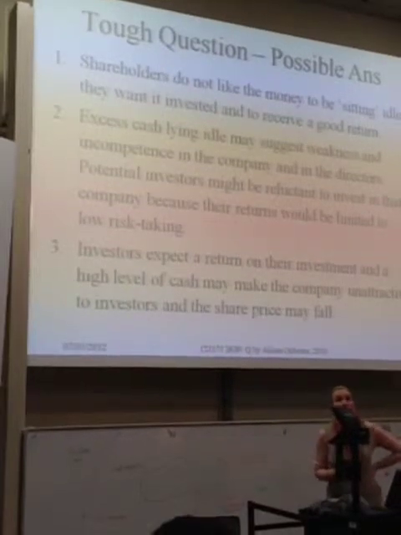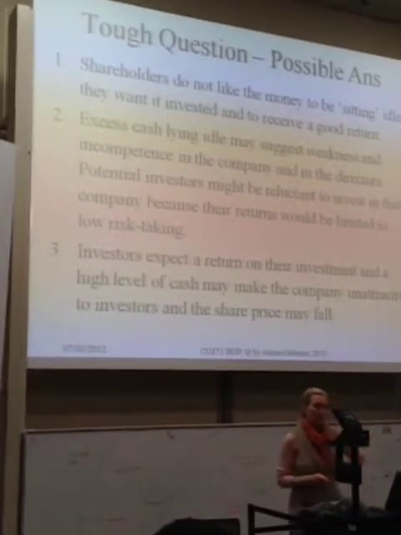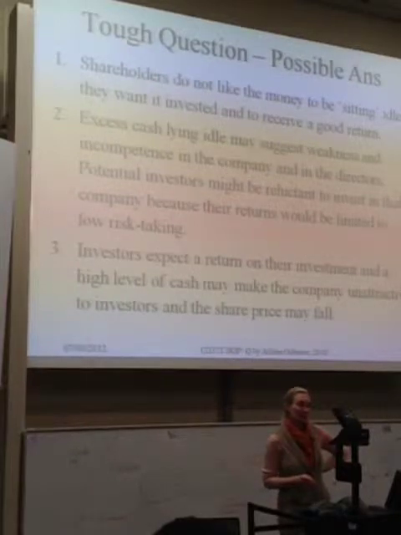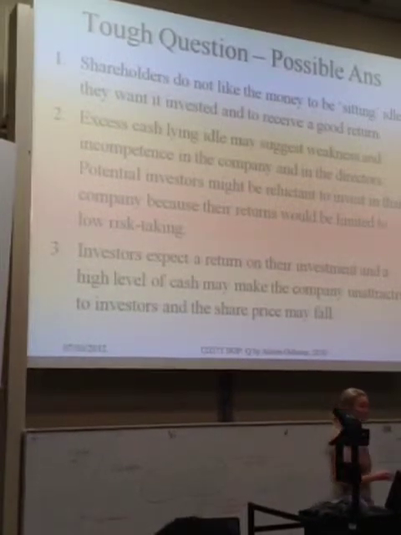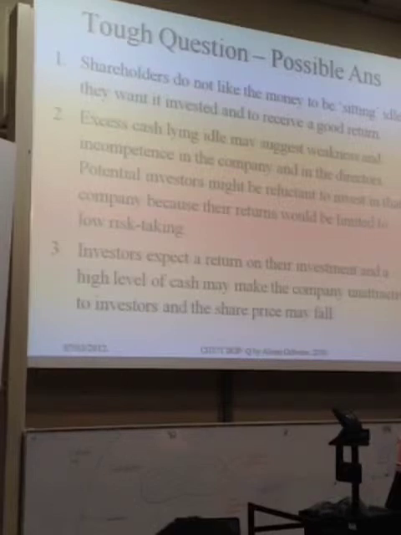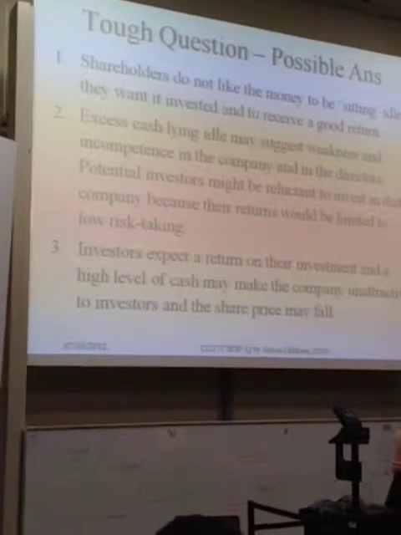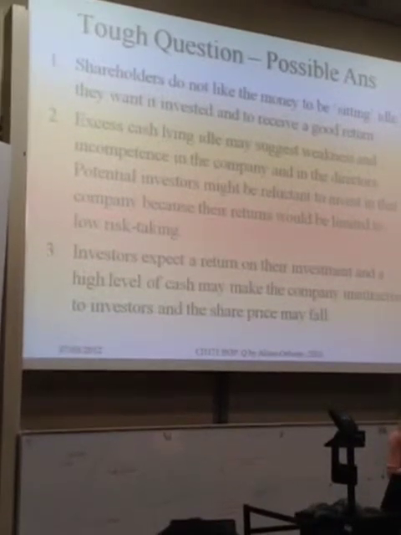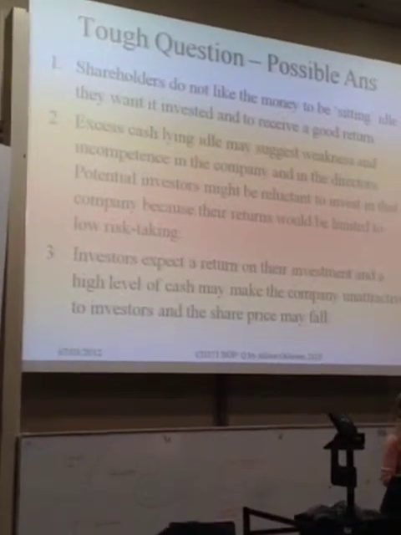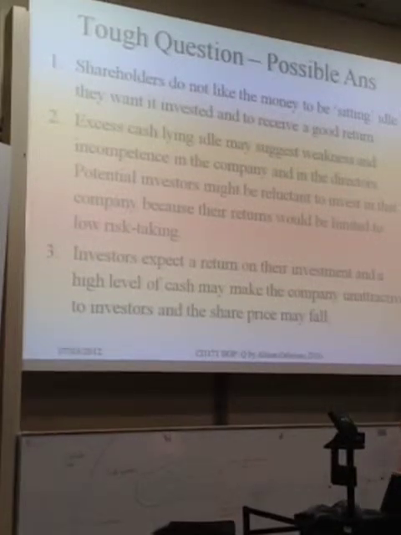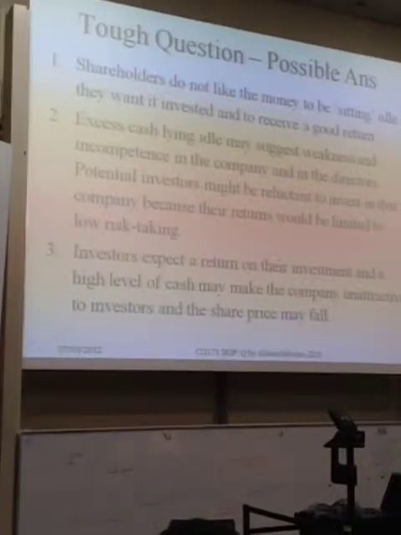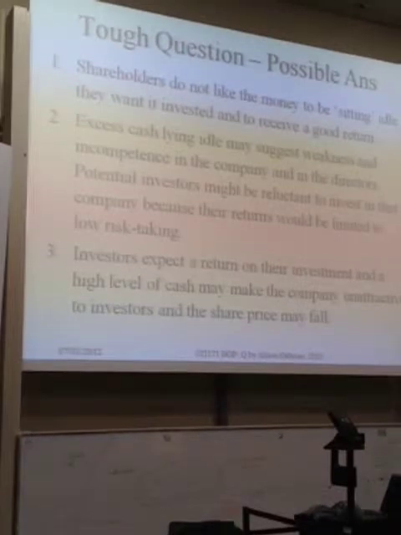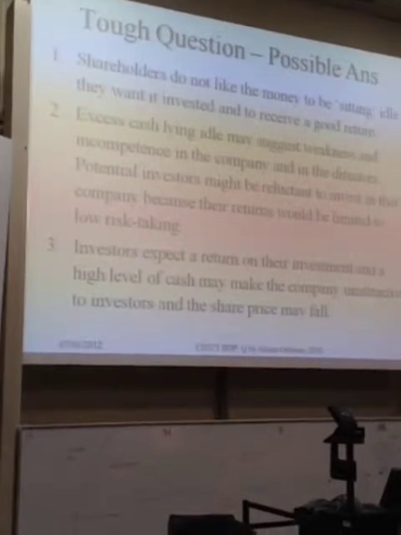How about this? Weakness and incompetence in the company and in the directors. Potential investors might be reluctant to invest in that company, again, because their returns will be limited to low risk-taking. That's a very difficult area, because we already discussed in a previous lecture the situation with Marconi, where they had massive cash reserves, they made the mistake of buying technology licenses, and as we know with technology, it moves on very quickly, and they were left with a very worthless asset.